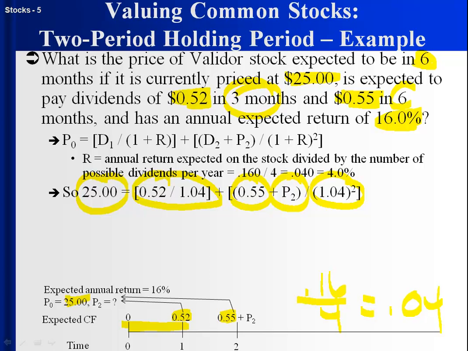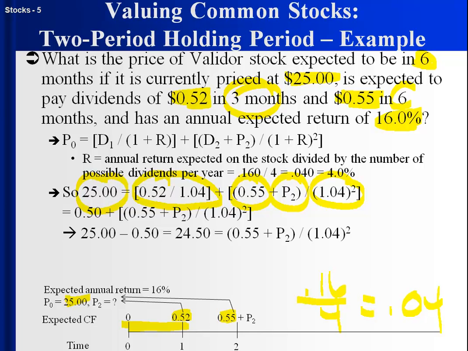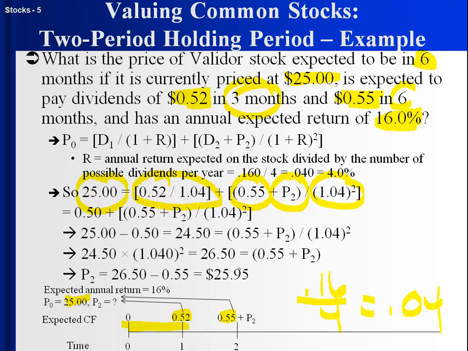And so now we've just got some algebra where 52 cents divided by 1.04 is equal to 50 cents. So you can subtract 50 cents from both sides. Multiply both sides by 1.04 squared, subtract 55 cents, and you can see that the expected price is $25.95.